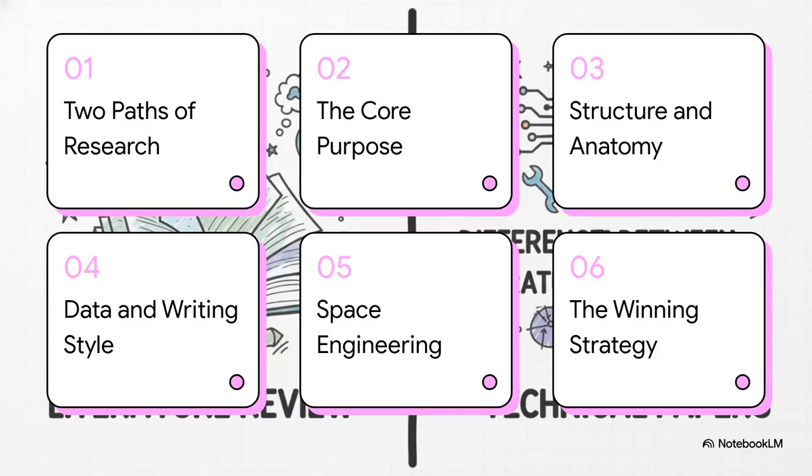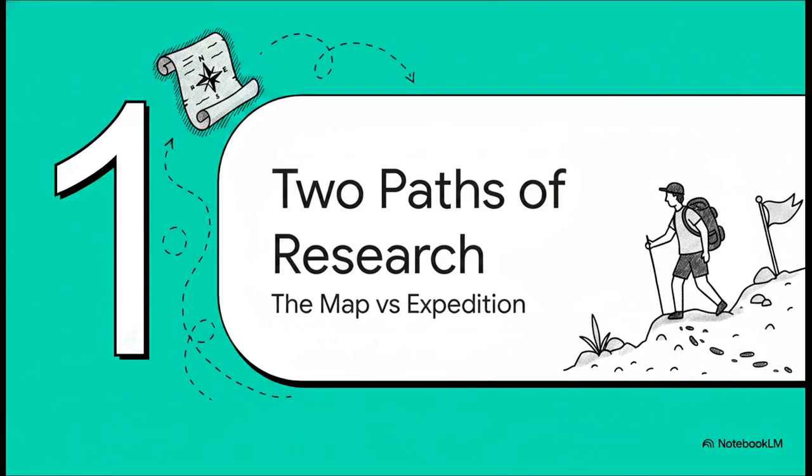Okay, let's take a quick look at our roadmap. We're going from the two distinct paths of research straight through to their core purposes, structures, and data requirements before looking at a real-world space engineering example and wrapping up with a winning strategy. All right, jumping right in with Section 1, two paths of research.